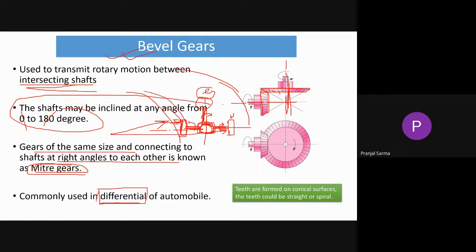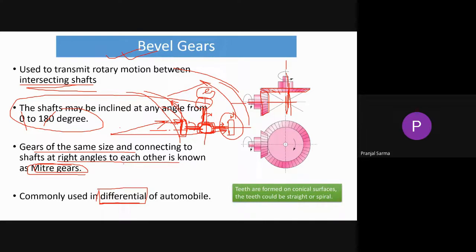That means to take this particular turning, so this angle, this wheel has to move a greater distance compared to this. So this kind of differentiated movement is basically given by the differential that is there in the automobile. Those who have gone through the video, it should be clear to them.